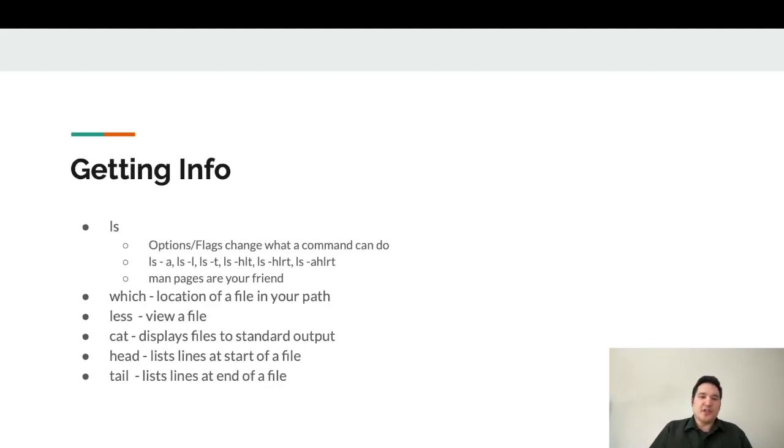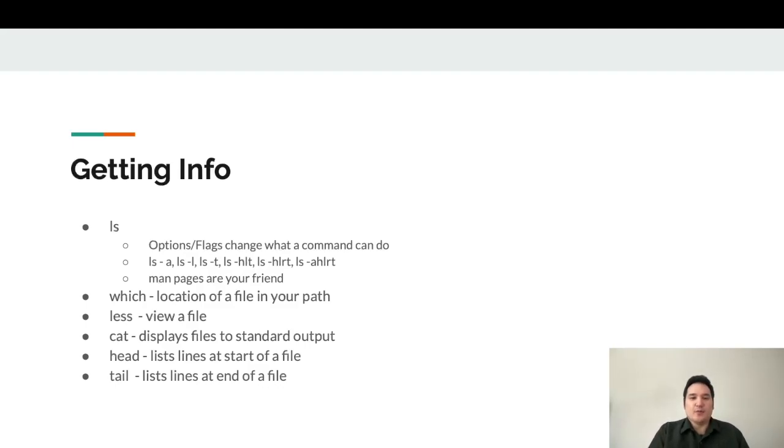Another command which is pretty useful is the which command. This will show you the location of a file that's in your path. So say you've loaded up some software modules on an HPC system and you're trying to figure out where your GCC compiler is coming from, whether it's the system one or the one that the HPC center installed, you would type which gcc and it will tell you where that file is located.